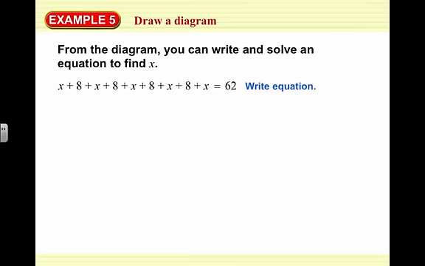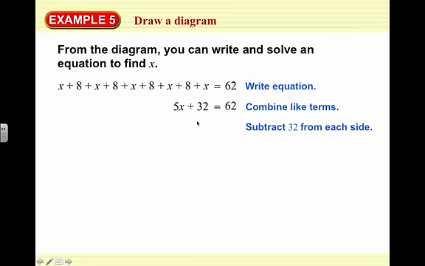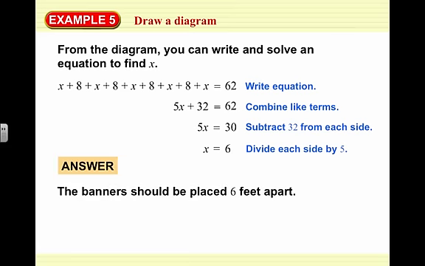So what we want to do is combine like terms. If you count your x's, you've got 1, 2, 3, 4, 5 x's. And then 8 plus 8 plus 8 plus 8 is 32. So 5x plus 32 equals 62. So we're going to subtract 32 from each side. 5x equals 60. Divide by 5, and we get x equals 6. So each of those banners needs to be placed 6 feet apart.